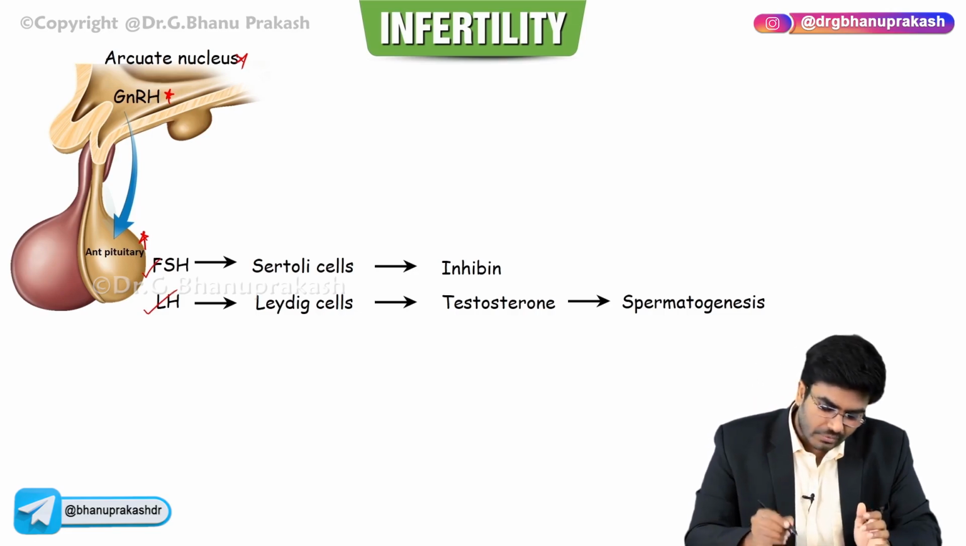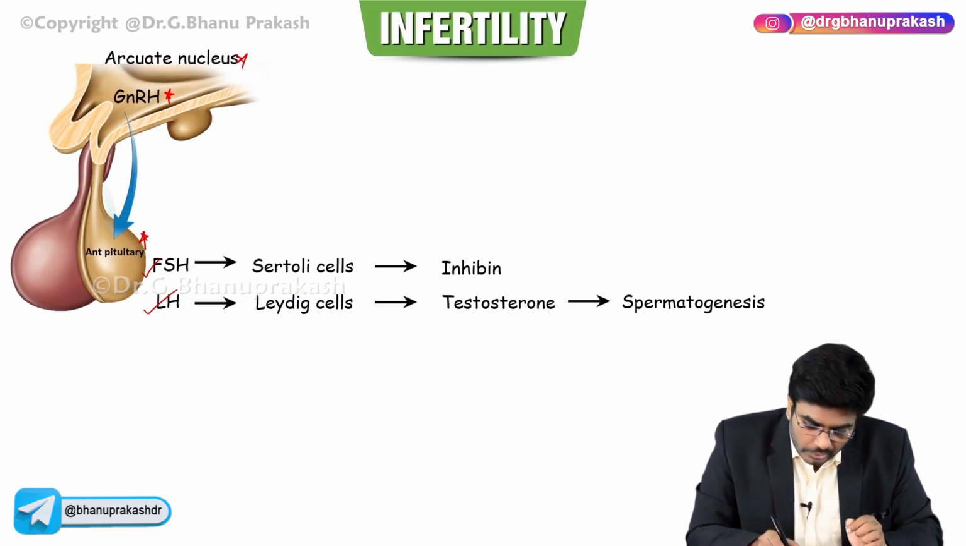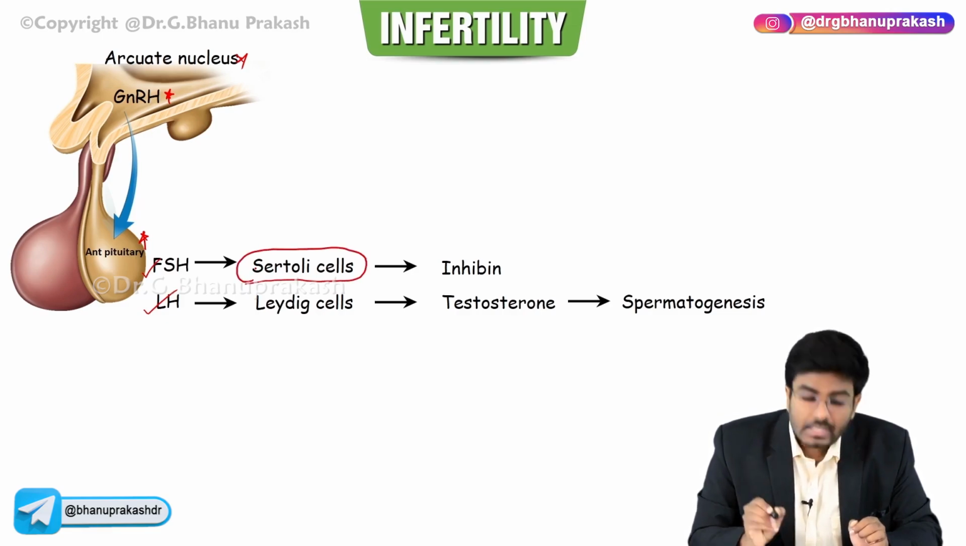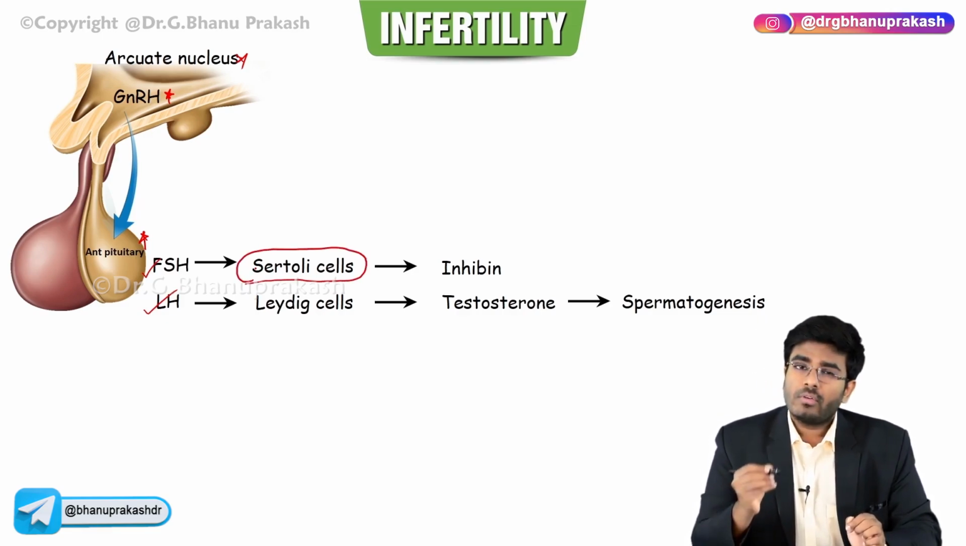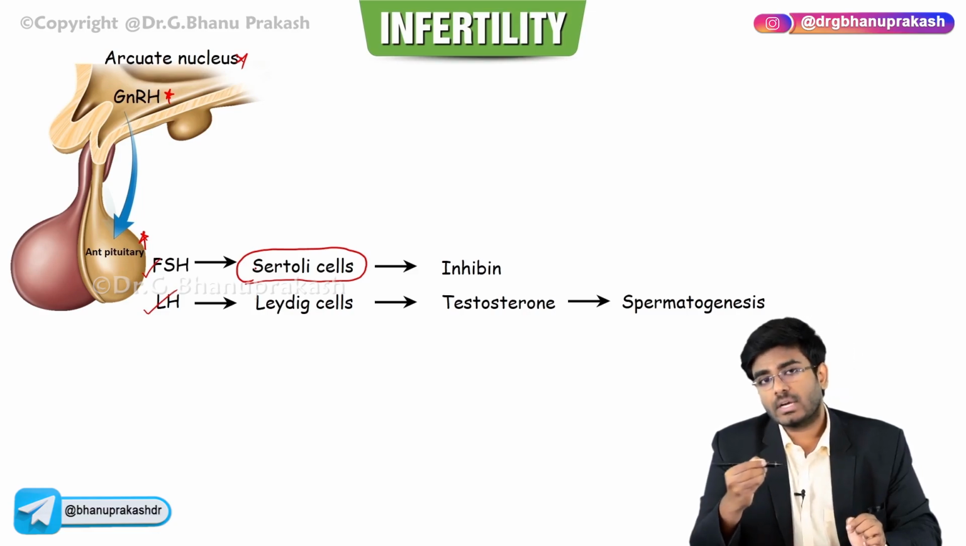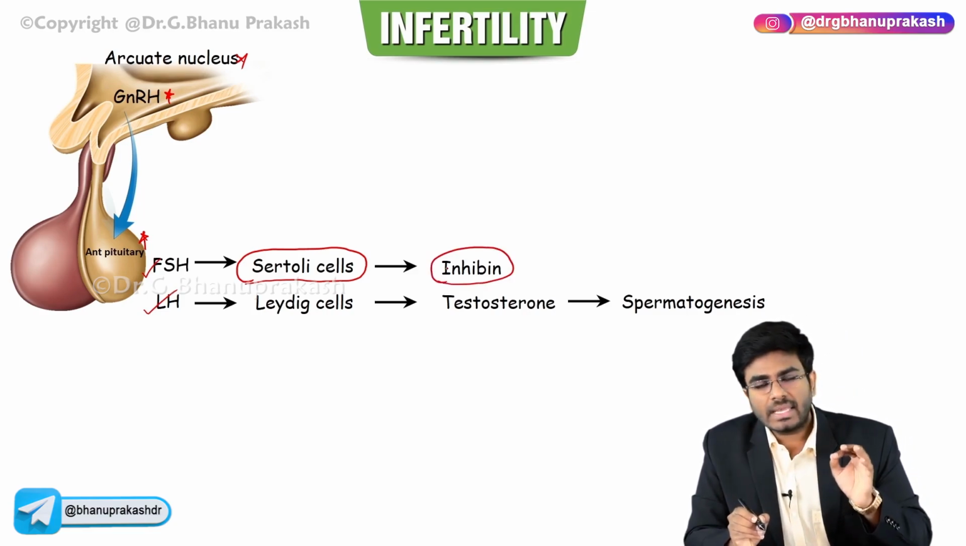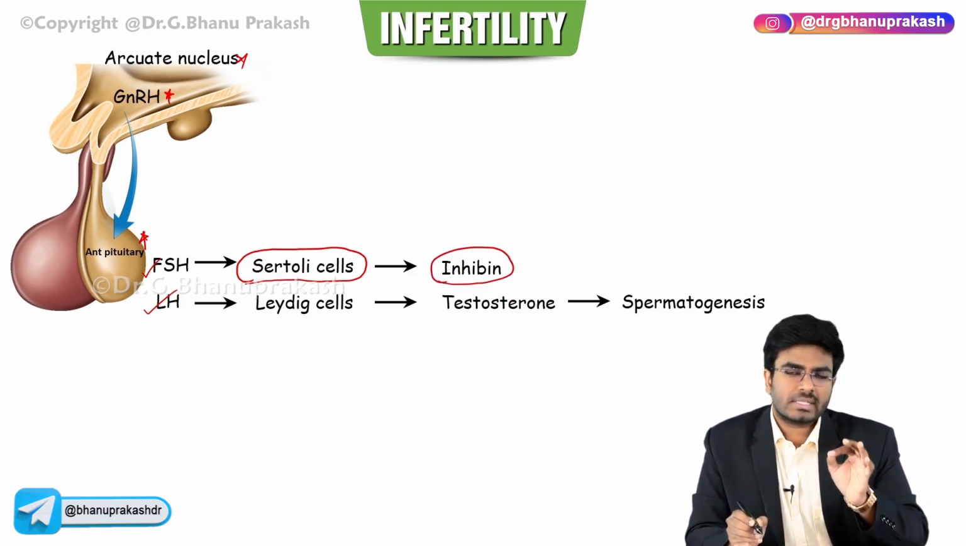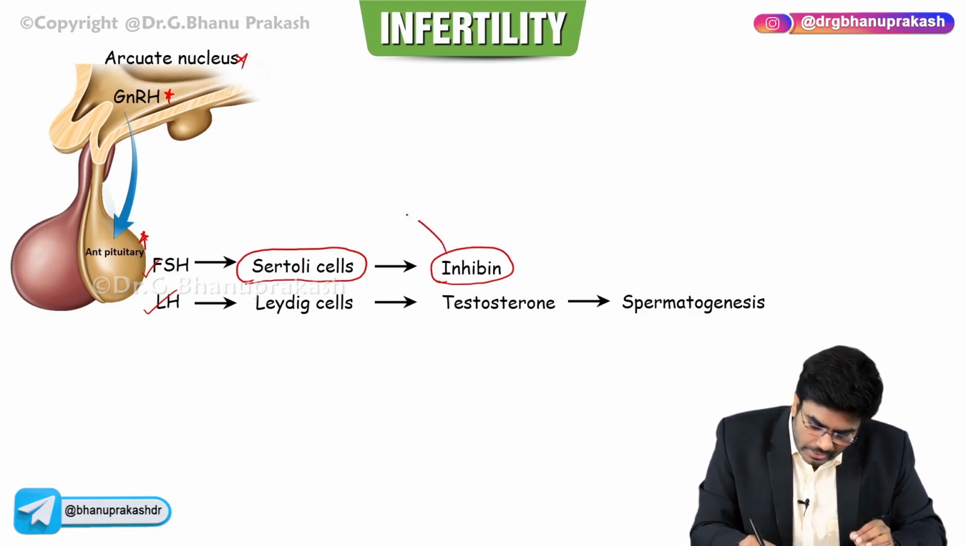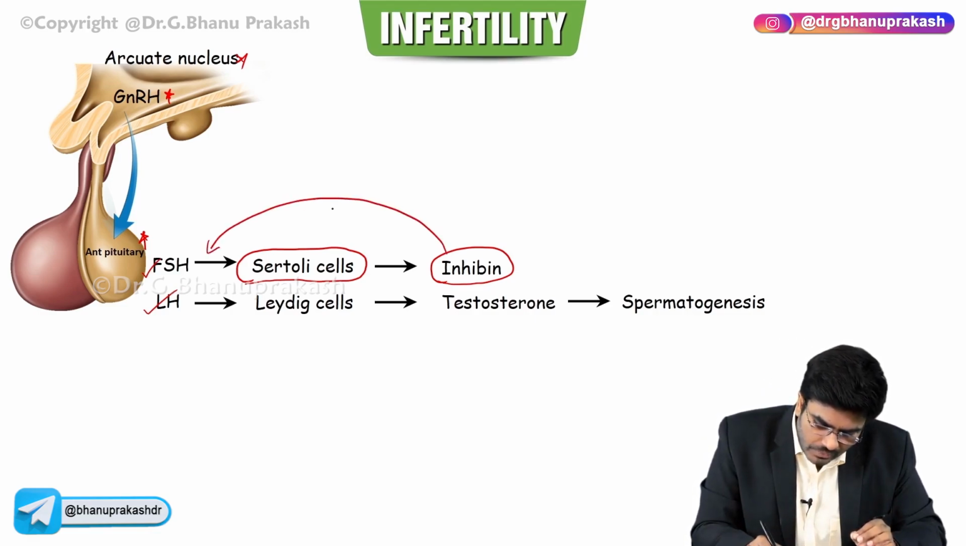Now please concentrate, follicle stimulating hormone acts on which cells? It acts on Sertoli cells in the testis, and whenever FSH acts on the Sertoli cells, they make inhibin. Guys please concentrate, wherever you see inhibin, it always gives negative feedback to the follicle stimulating hormone. Okay, that's a very important point.